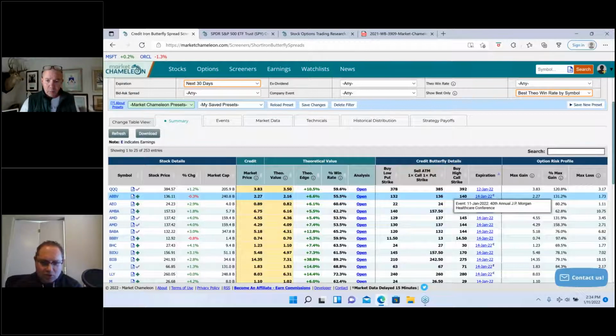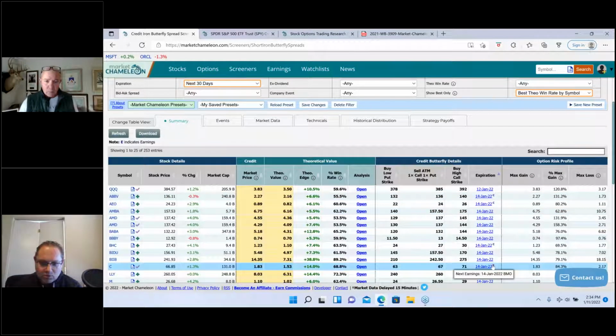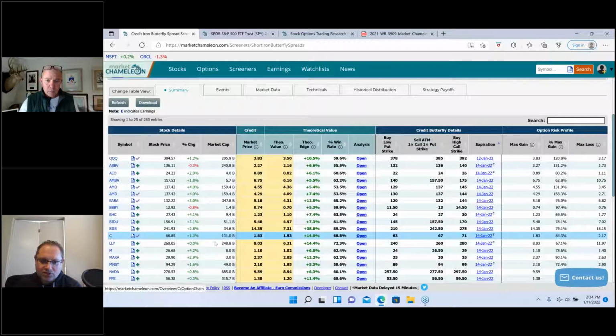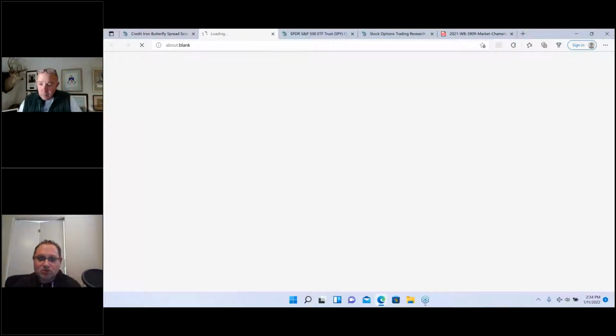So let me take a look for an earnings one. Here's one, Citigroup, right? Citigroup is going to be coming out January 14th. So that's right on that expiration, in a couple days. I'm going to click on this, and this is going to take me to the Citigroup options chain where we just did that analysis.